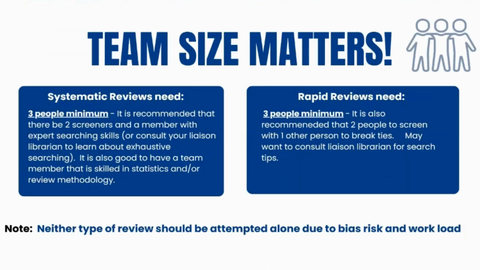It's important to know that team size matters. Whether you're conducting a systematic or rapid review, it's essential to work as a team. Systematic reviews, due to their complexity and time commitment, require 3 people: 2 screeners and 1 expert in search methodology. Rapid reviews, while less intensive, still benefit from multiple team members to minimize bias. Don't attempt to review alone. Bias can creep in, and the workload is too heavy for one person.